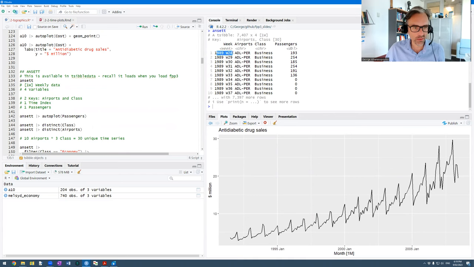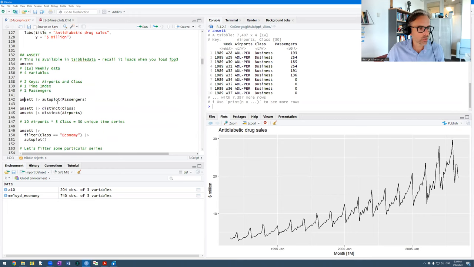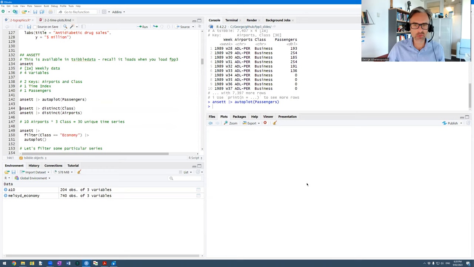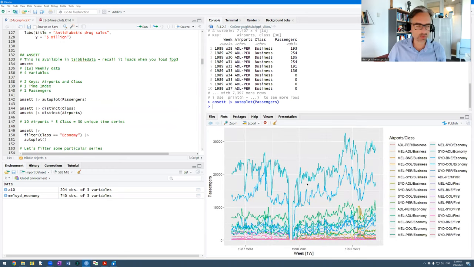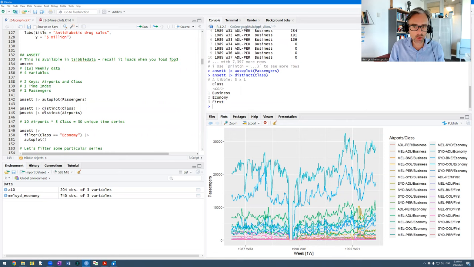It contains four columns, the time index, as a symbol always contains. It's got two keys, airports and class, and crossing those two keys, I get 30 time series. And then I have the variable which I observe, which is passengers. So when I pass this symbol into autoplot, it tries to plot all these 30 time series and it looks very, very messy.